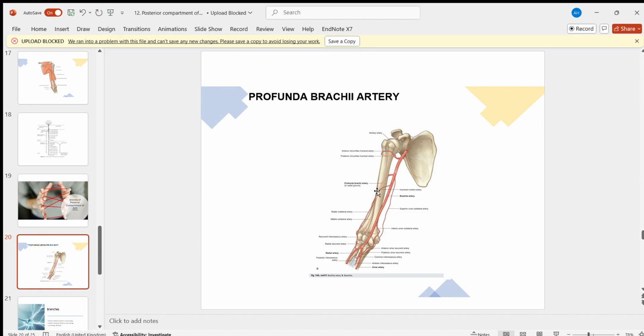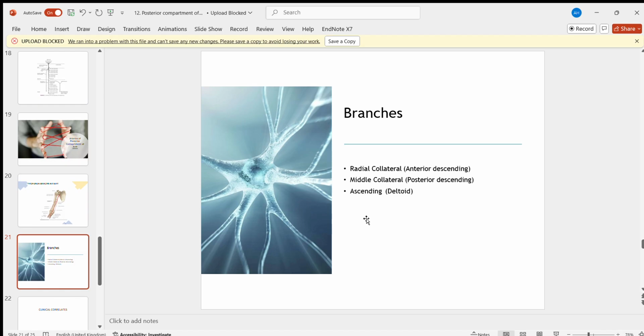in the radial groove along with the radial nerve, comes laterally, pierces lateral intermuscular septum, and then it gives the terminal branches, which I've mentioned, the anterior descending and the posterior descending. The branches are the anterior descending, which is also called the radial collateral, the posterior descending, which is also called the middle collateral artery, and one is the ascending branch, which is the deltoid branch.